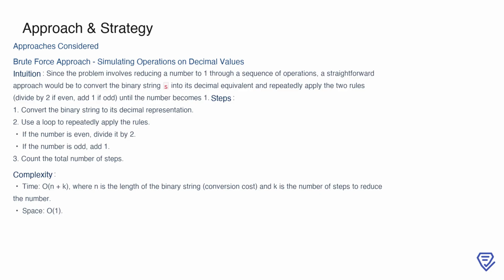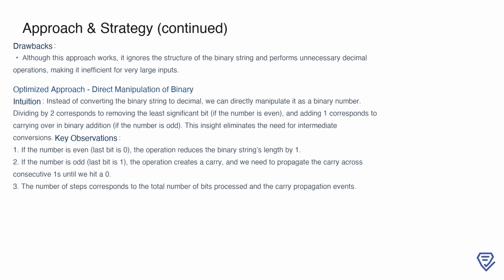However, as we'll see next, this approach has significant inefficiencies when applied to larger inputs. The primary drawback of the brute force approach lies in its inefficiency. By converting the binary string to its decimal equivalent, we lose the opportunity to leverage the structure of the binary representation. This results in unnecessary overhead, especially for very large inputs where this conversion and subsequent operations on the decimal number become computationally expensive. To address this, we can consider an optimized approach that works directly with the binary string.